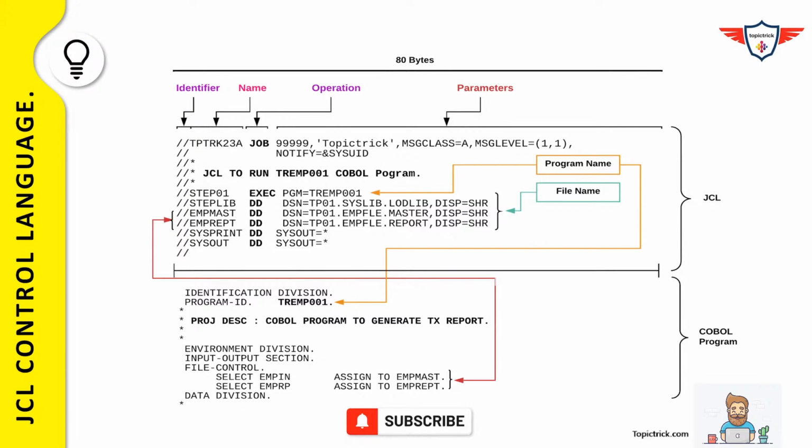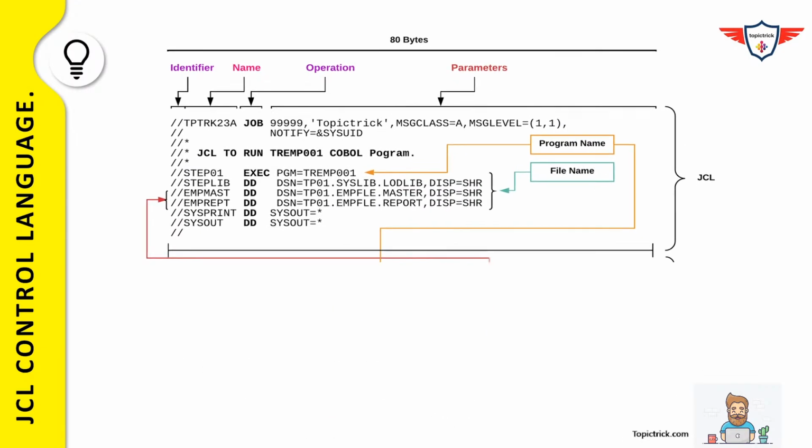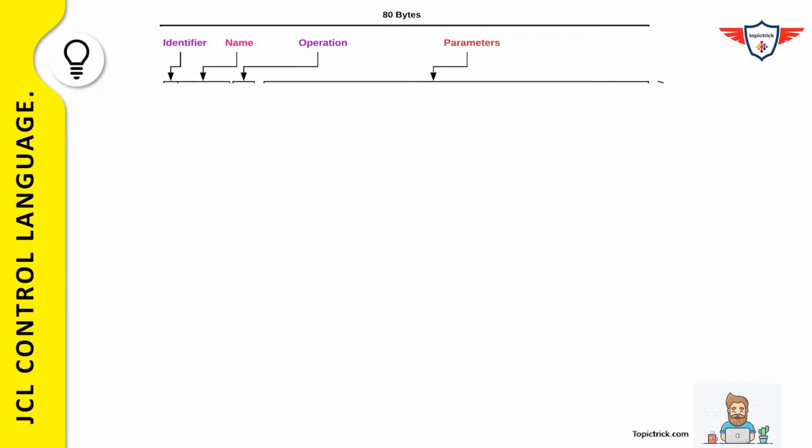Now, before discussing the job control statements in detail, let's discuss two important topics. The first one is the coding rules of writing JCL, and the second one is JCL parameters, which includes keyword parameters and positional parameters. These are very important because they are the ones used to define your control statements. So let's get started with the general rules of writing a JCL.